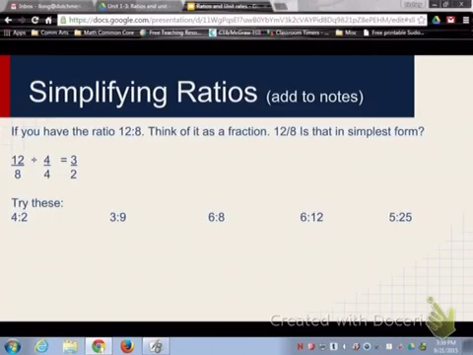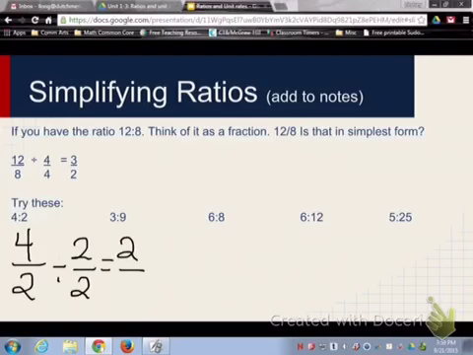So let's work out the first one together. So, first thing we need to do is write 4 to 2 as a fraction. So our first number goes on top, our second number goes on bottom. So we have 4/2. Our next thing we need to look at is what number will go into both 2 and 4 evenly. In this case, it would be 2. So we will divide our top and bottom number by 2. 4 divided by 2 gives us 2, and 2 divided by 2 gives us 1. So our simplified fraction or ratio is 2 over 1, or 2 to 1.